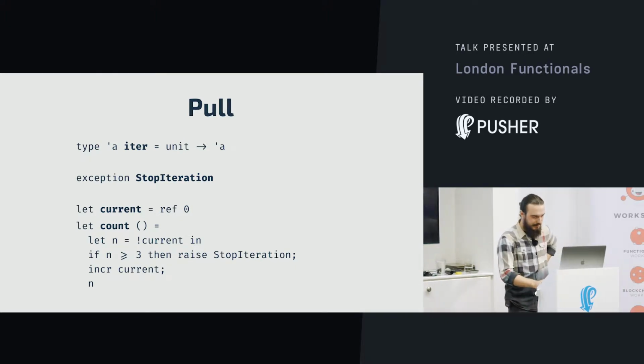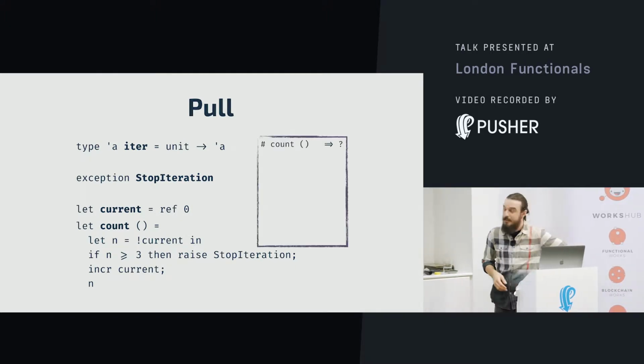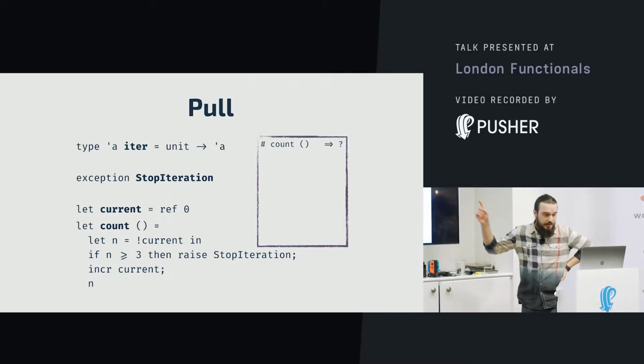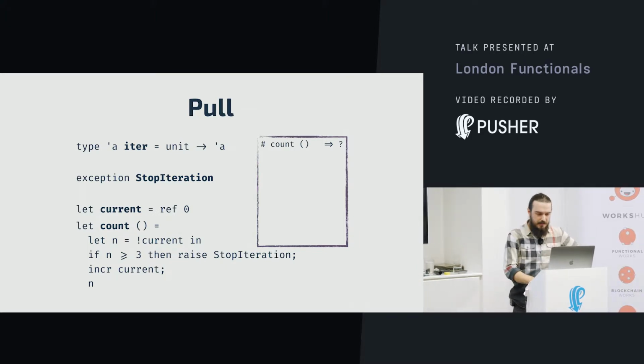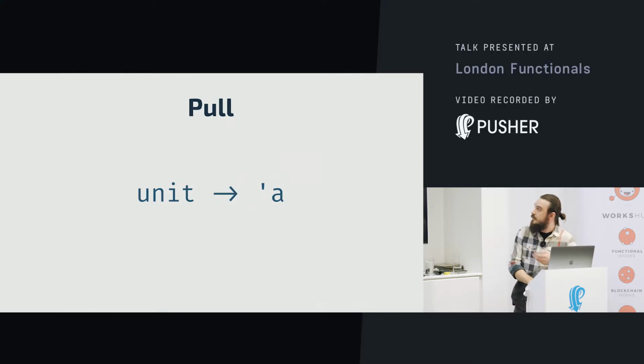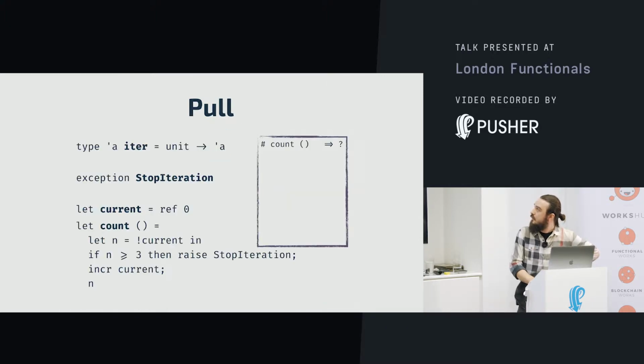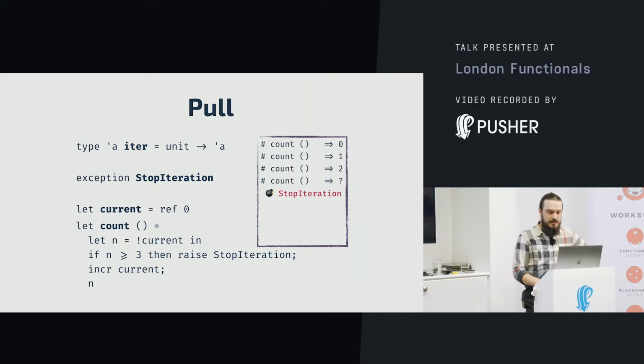So, okay, how do we use it? Well, we can call it. You saw that the type is this, which means that we can essentially just call it, and we get 0, and then 1 and 2, and then once it's finished, it raises an exception.